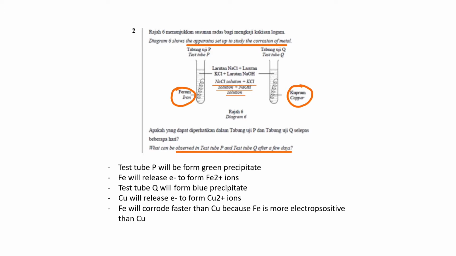Question 2. Diagram 6 shows the apparatus set up to study the corrosion of metal. Test tube P, iron, test tube Q, copper, and the solution is sodium chloride solution, potassium chloride solution, and sodium hydroxide solution. What can we observe in test tube P and test tube Q after a few days?